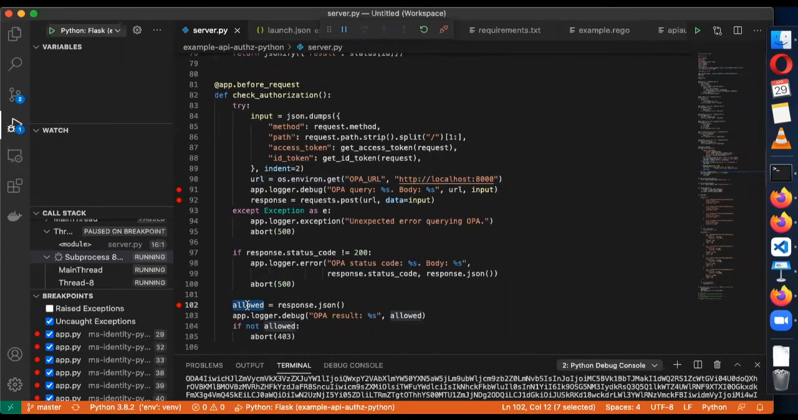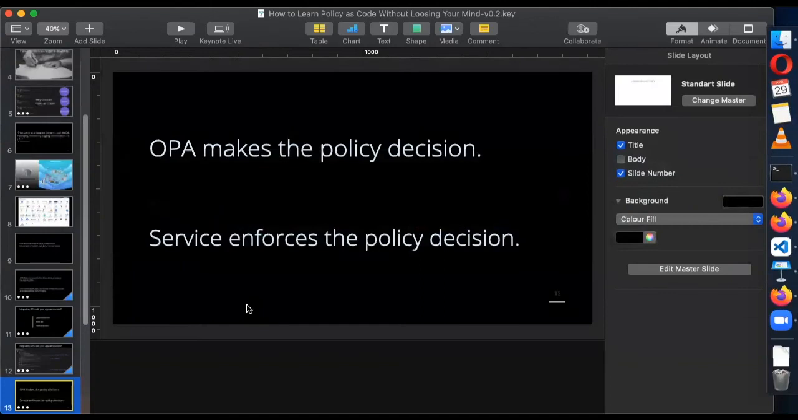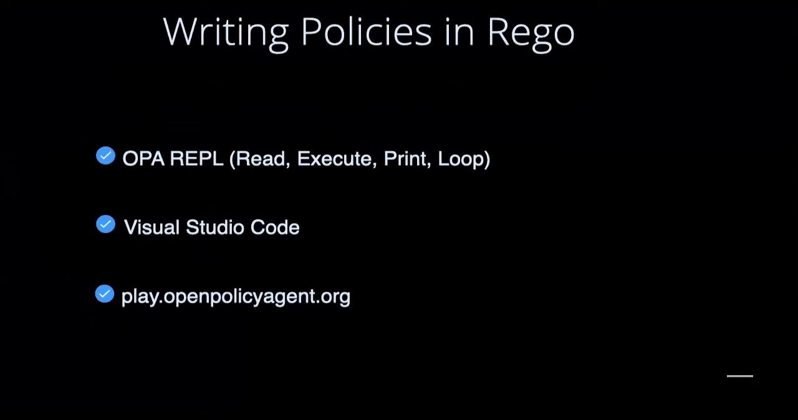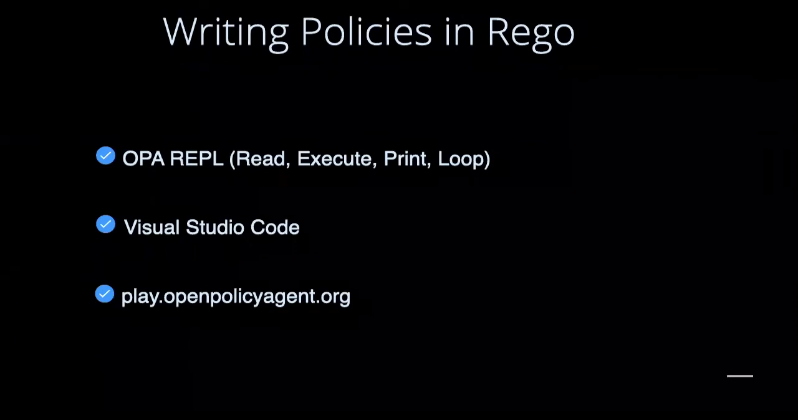So after we get that policy decision from OPA, it is the job of the Python Flask framework here to enforce that policy, which in this case happens to be allow or deny. So OPA is a policy decision framework, and it is the job of the service to actually enforce that policy decision.